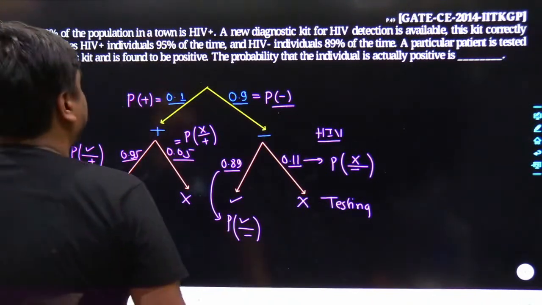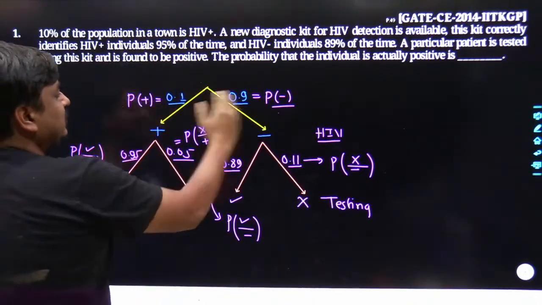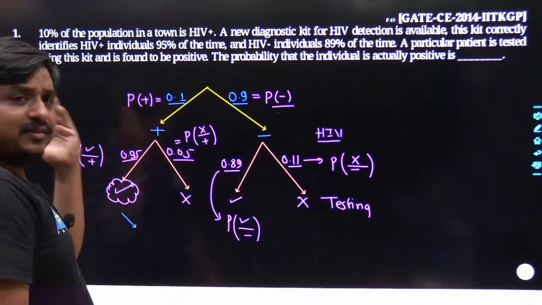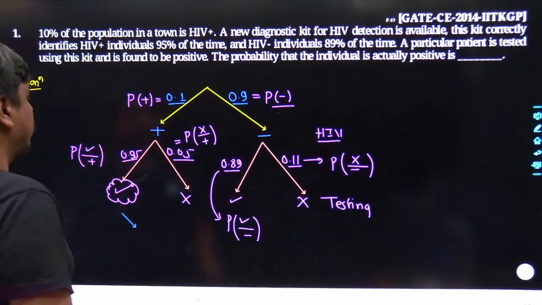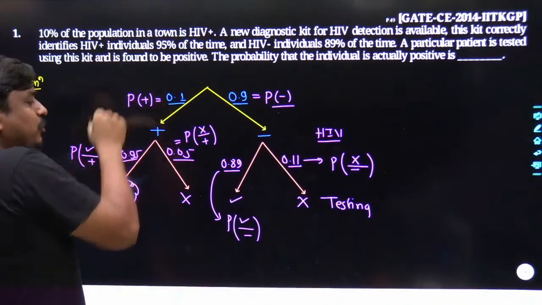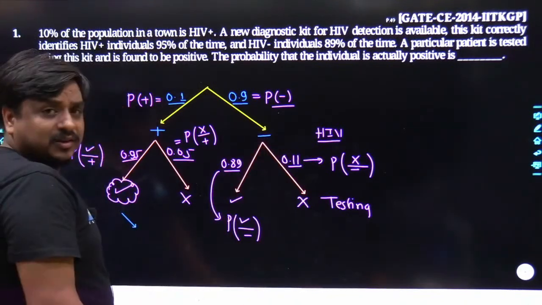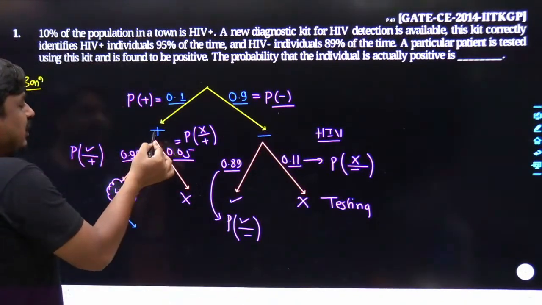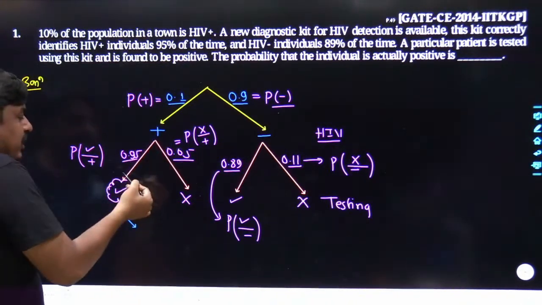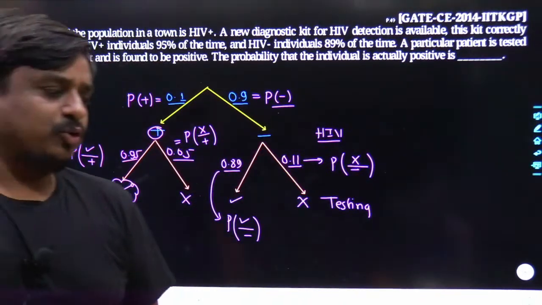So what has happened is the complete population has been bifurcated into two parts. The 10% falls under P of plus and similarly 90% falls under P of minus. And now the detection has taken place. The detection has its own efficiency, its own accuracy, and it has been clearly said the accuracy is 95% when the person was HIV positive, and similarly the efficiency was 89% when the person was HIV negative. What does that mean? That means the tester is going to detect things correctly 95% of the time when the person is positive, and similarly here for negative. Tell me what should be the best answer.